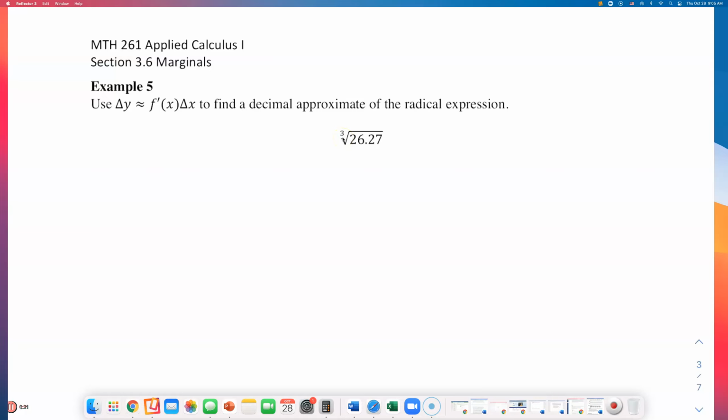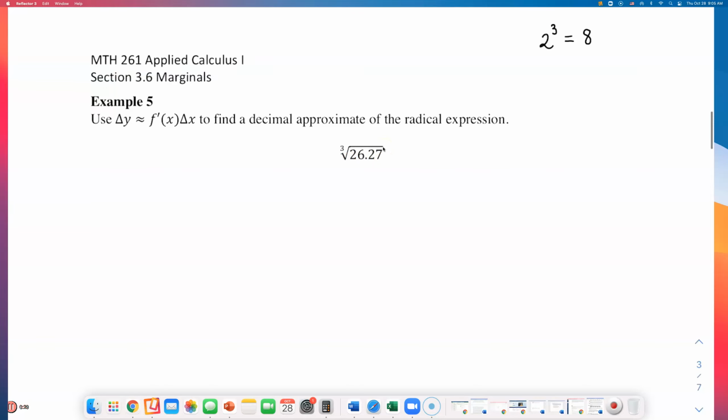So starting with 2 cubed, let's list all of them. 2 cubed is 8. That's too far away from 26.27, so I don't like that one. How about 2 to the 4th power? Oh, I'm sorry, what am I doing? 3 cubed. That's 27. I'm just trying to find perfect cubes.